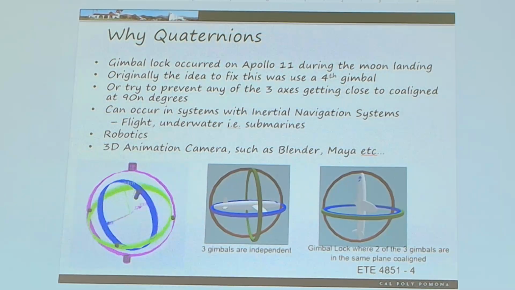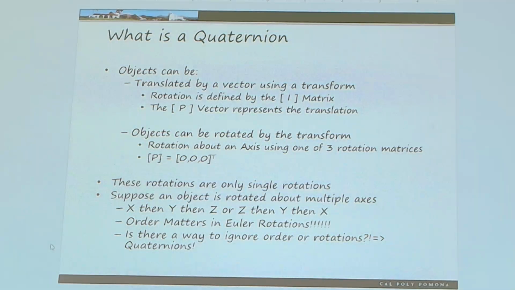Okay. So what is a Quaternion? It turns out we already know that an object can be translated using a transform matrix, right? And when we do that, the rotation matrix is defined by the identity matrix. All we're using is that p vector to represent the translation. Similarly, objects can be purely rotated without a translation when the p vector is 0. We went through all of that, it's just a little reminder.